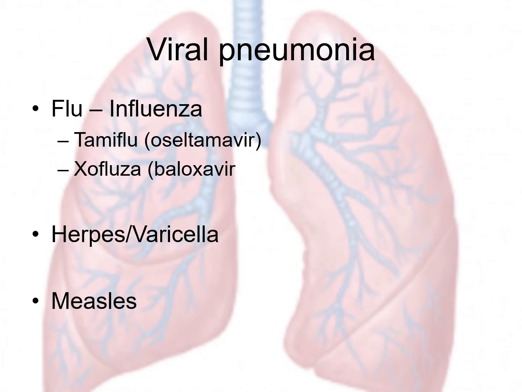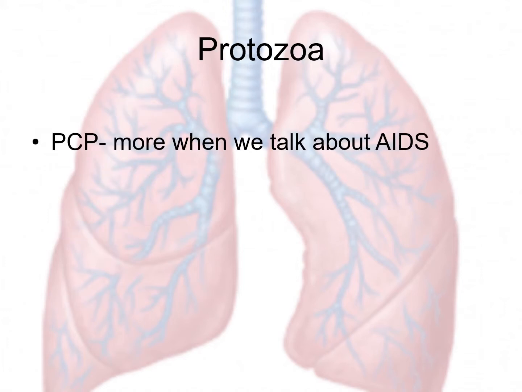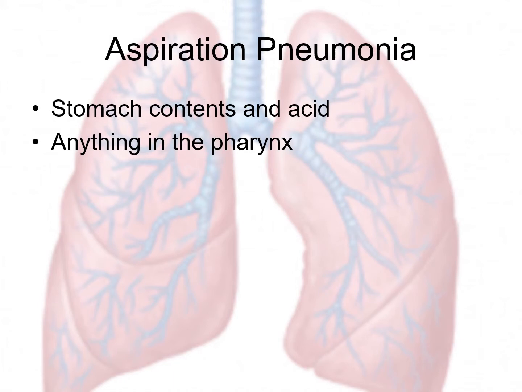Measles can also cause pneumonia, and again, this is another reason to immunize. Protozoa, we'll talk about that more when we talk about AIDS. Protozoal infections in the lung are pretty unusual. Aspiration pneumonia, you get stomach contents and acid, and so anything that might be in the pharynx can cause that kind of pneumonia.